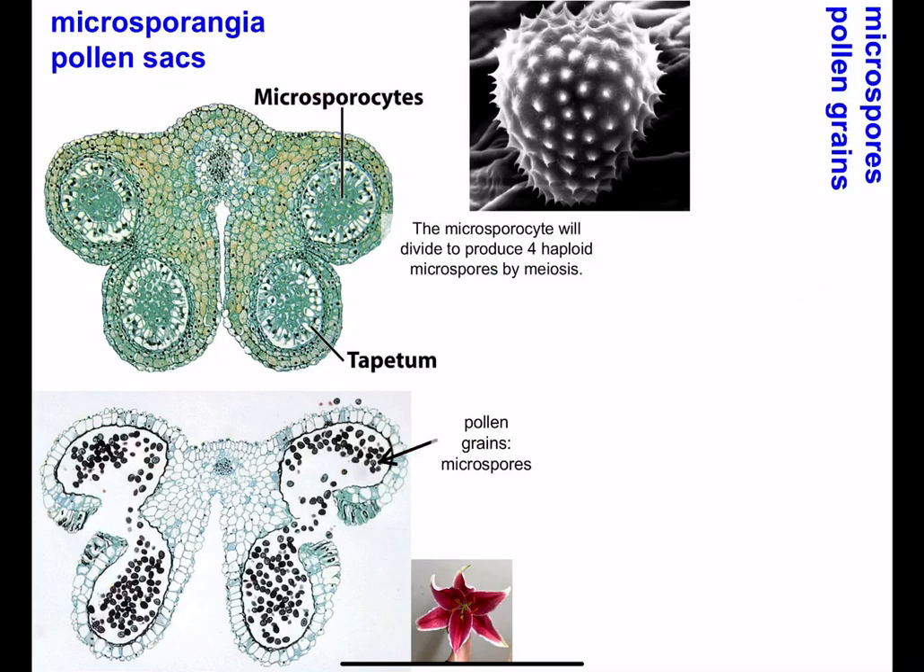So this upper picture is a younger anther, and down here is an older anther. That's in theory the same anther, just older. Those microsporocytes, of which there were a bunch inside of this microsporangium, will go through meiosis, and the 4 microspores are pollen grains. The pollen grains have those 2 microgametophyte cells inside. So that's the relationship there.